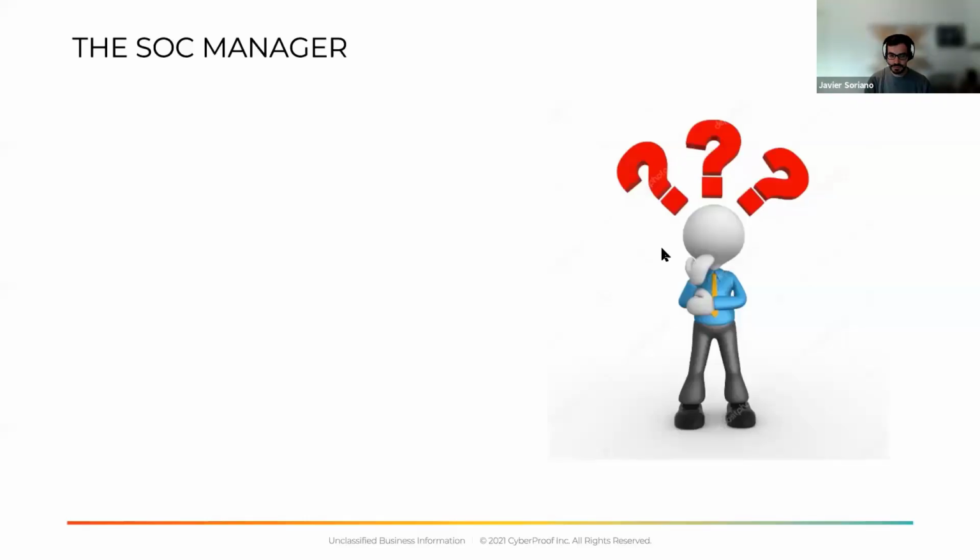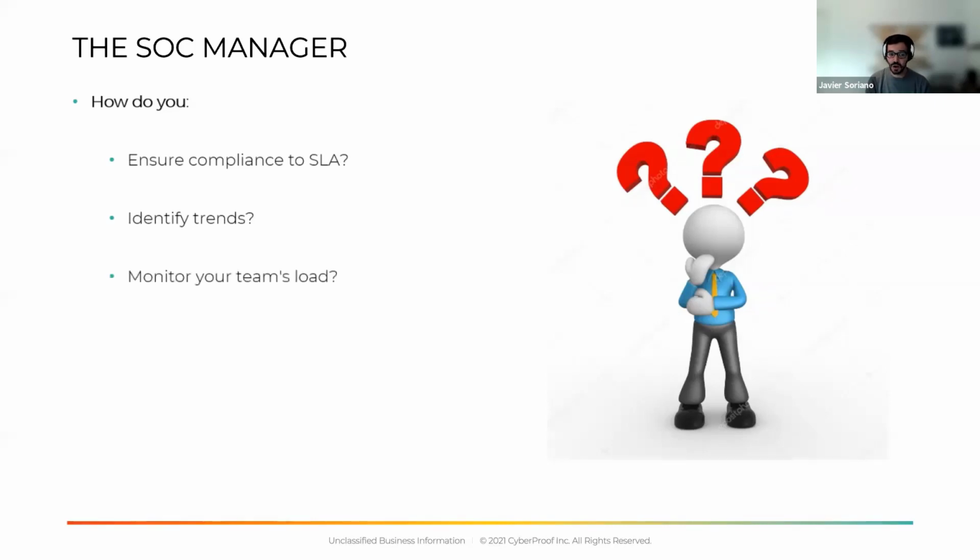So first of all, the SOC manager has several challenges that they have to tackle, right? First of all, how do we ensure the compliance to the SLA? How do we make sure that we're really delivering to the other teams internally what we promised? Also, we need to identify trends. Is the number of incidents that I'm seeing in the SOC going up, going down? Also, is my team big enough in order to be able to deliver what I promised? Is the team load really at a level that I can assume more incidents, or do I need to hire more people?